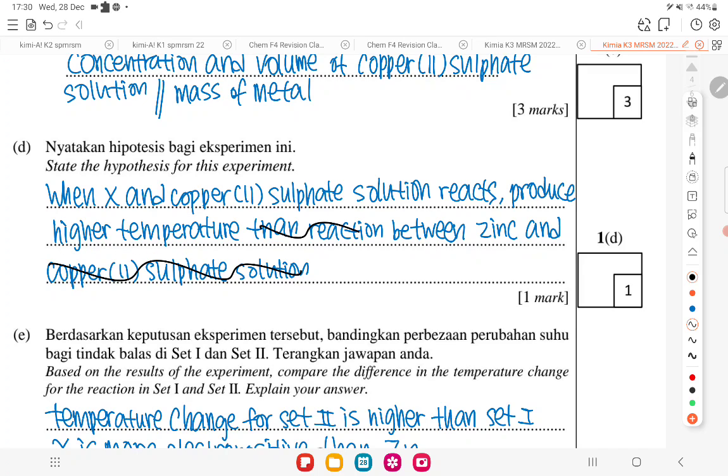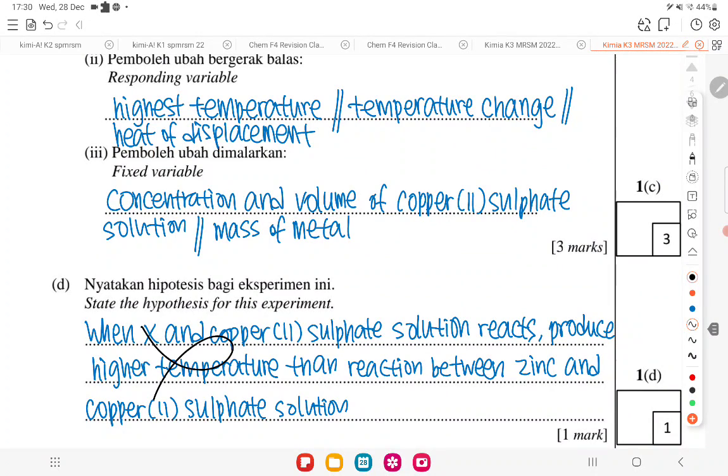But they didn't say X and copper sulfate, the temperature is higher than who? Higher than zinc and copper sulfate. So this is how you write a good answer. If you don't want to write this answer, you also can write this.